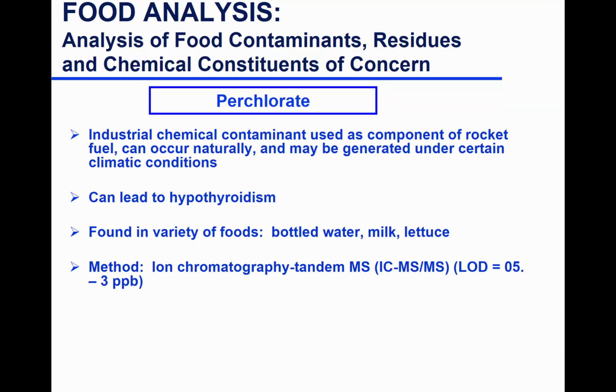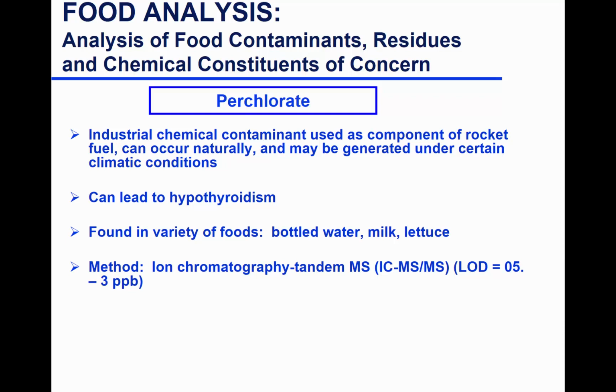Perchlorate is an industrial contaminant, a component of rocket fuel that might make its way into the soil and from there into water. And it was found in a variety of food such as bottled water, milk, and lettuce. It can lead to hypothyroidism, and the method of detection is ion chromatography and tandem MS.